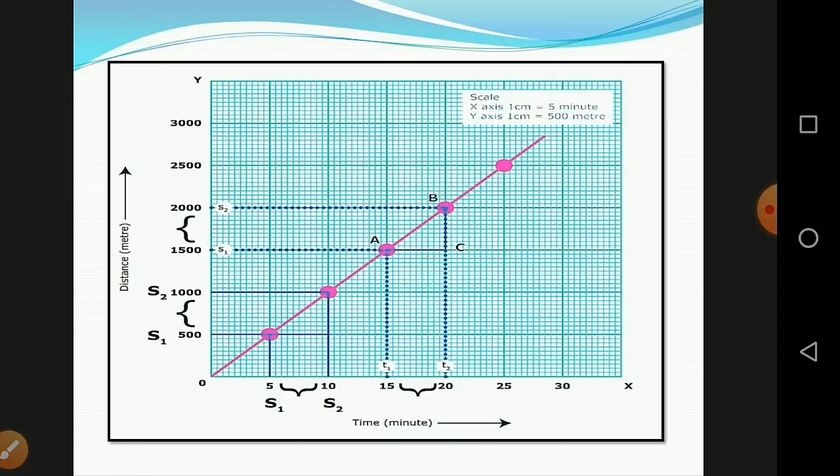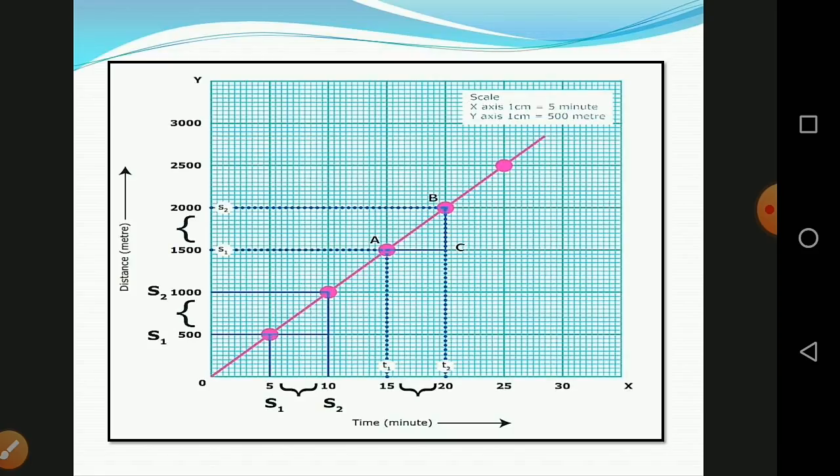When we look at the distance-time graph, we notice a few things. First, it is a straight line. We also notice that the person covers equal distances in equal intervals of time. So this is a uniform motion. We can therefore conclude that he walked at a constant speed.